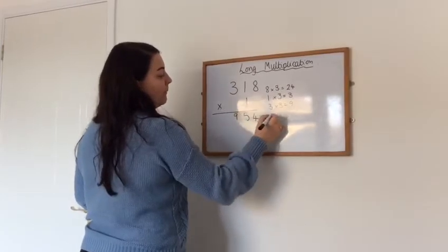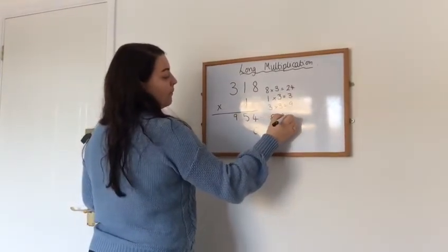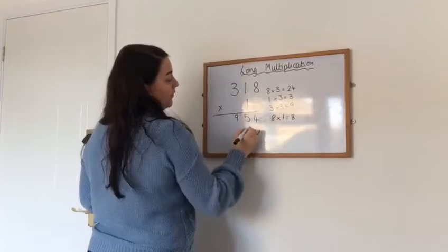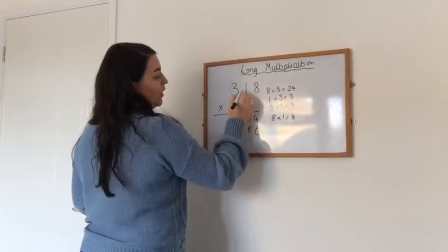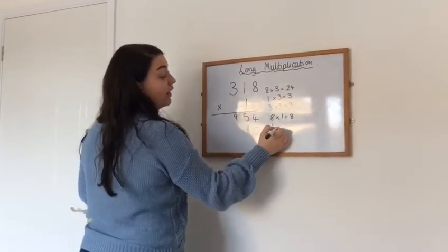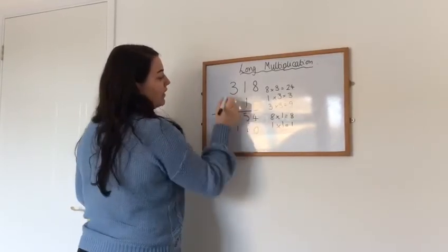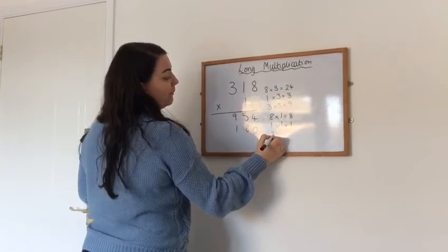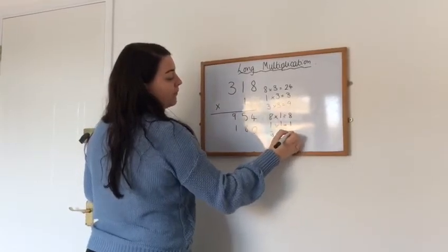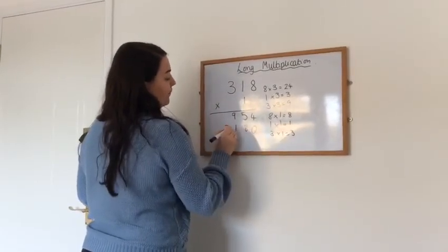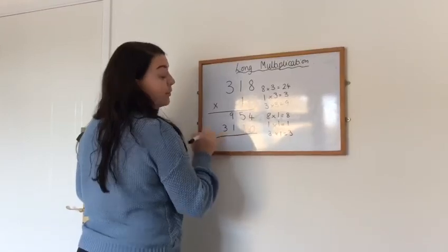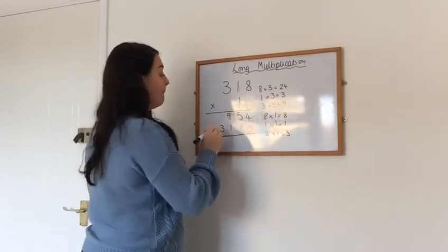8 times by 1 is 8. Write that in our first available column. 1 times 1, really straightforward, is obviously 1. And then 3 times 1 is 3. Now we've done our multiplications, we need to add the two numbers together.